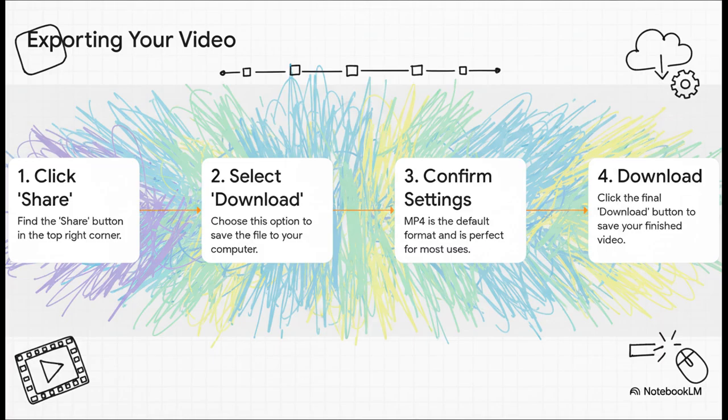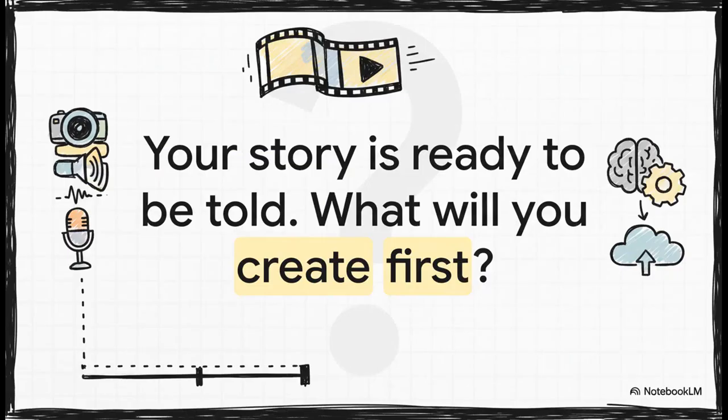You're just going to head up to that share button in the top right corner, click download, and make sure it's set to MP4, which it usually is. You click download one last time, and your finished video starts saving right to your computer. Easy peasy.